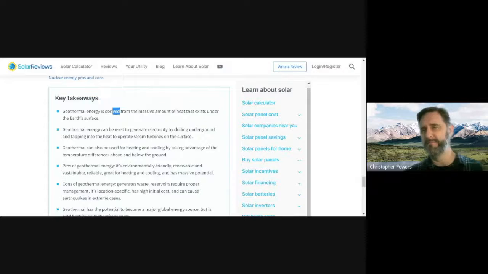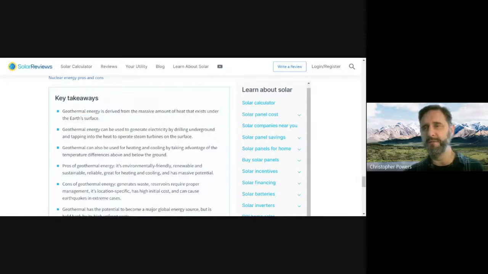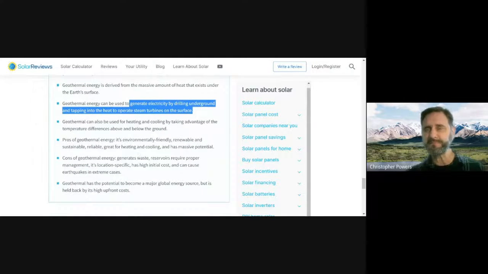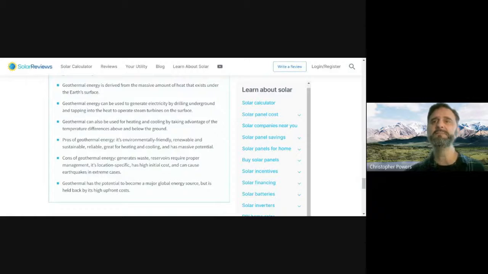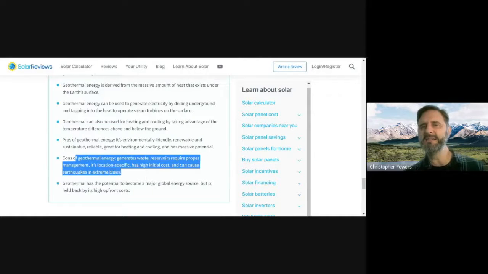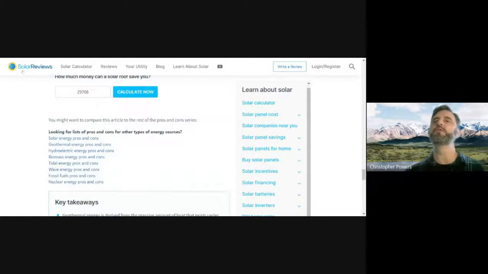All right. Exists in massive amounts under the Earth's surface. Generates electricity by drilling underground and tapping into the resources. It's actually not a great thing all the time. Takes advantage of temperature differences below the ground. Pros, cons, again, and geothermal has potential to become a major global energy source held back by high upfront costs. So we're saying, solar doesn't.